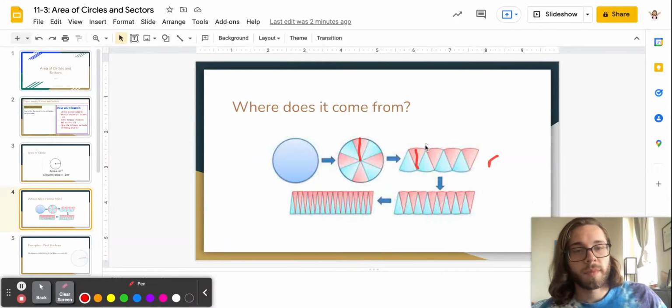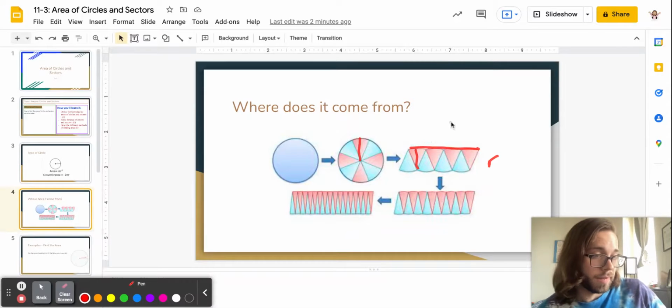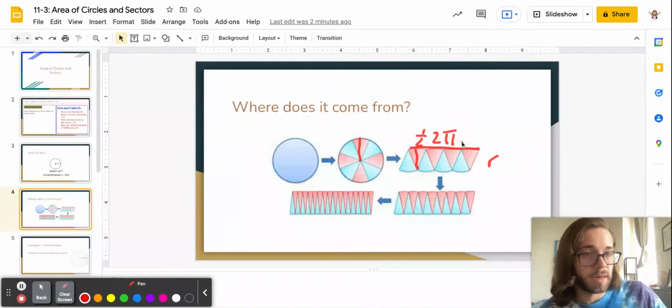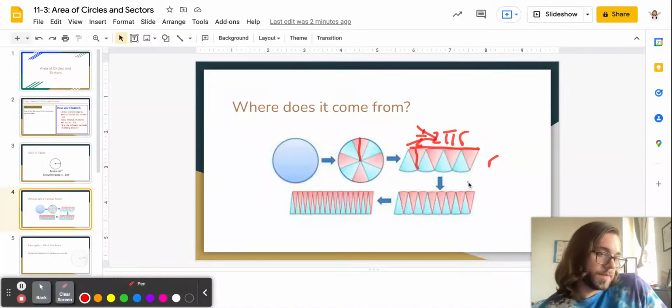The red is kind of half of the circumference, and the blue is the other half of the circumference. So essentially, this right here would be half the circumference, and the circumference is 2 pi r, right? So this is 1 half 2 pi r. So those cancel out, and you get pi r times r, right?